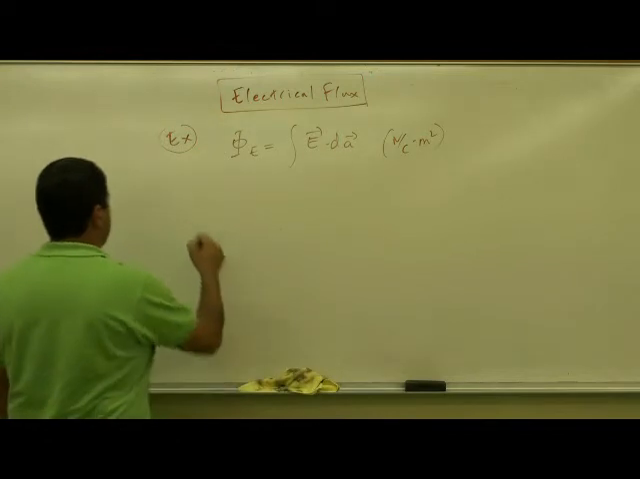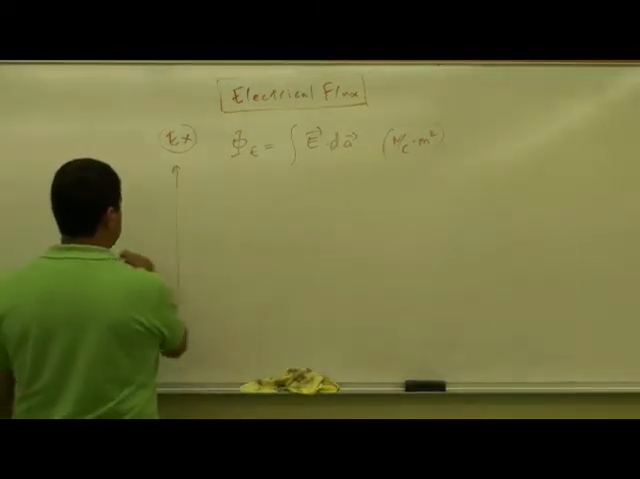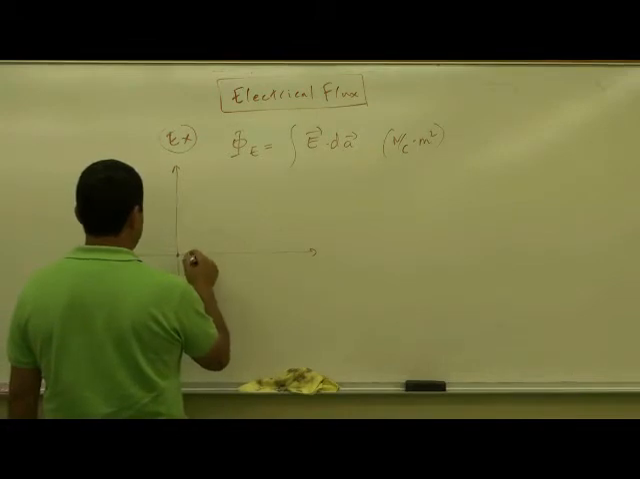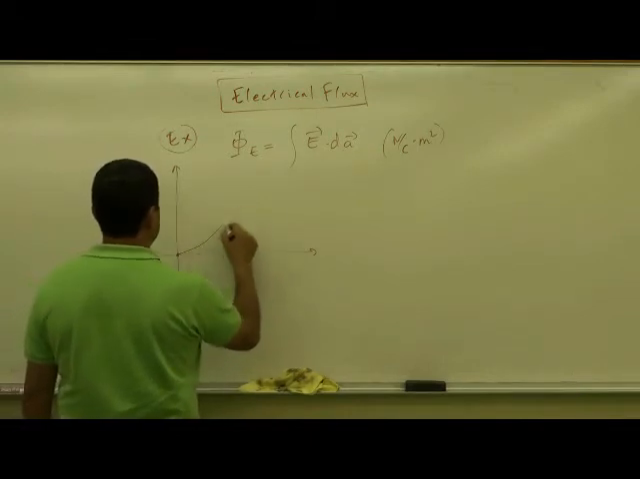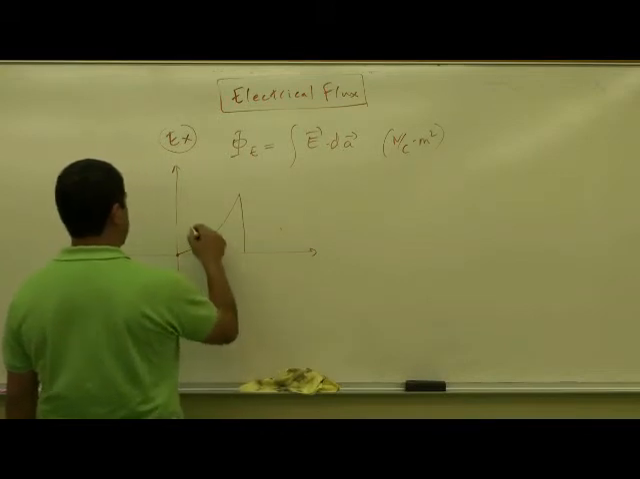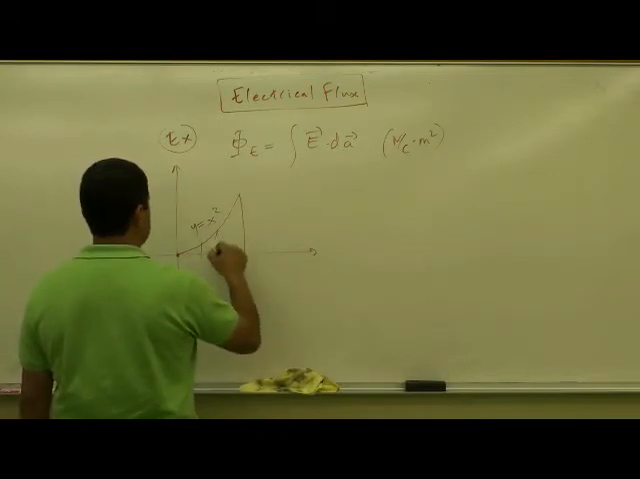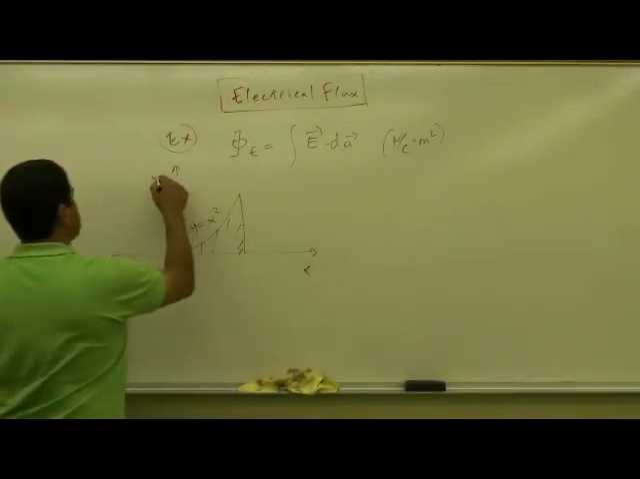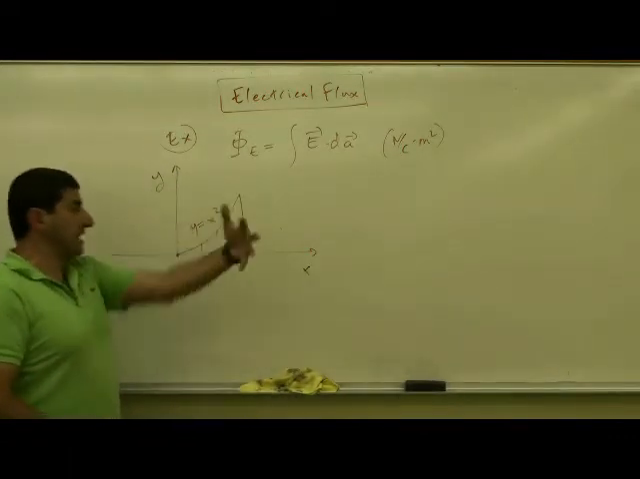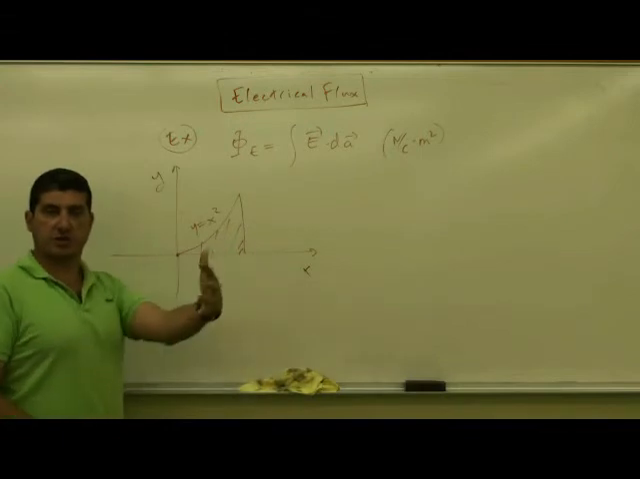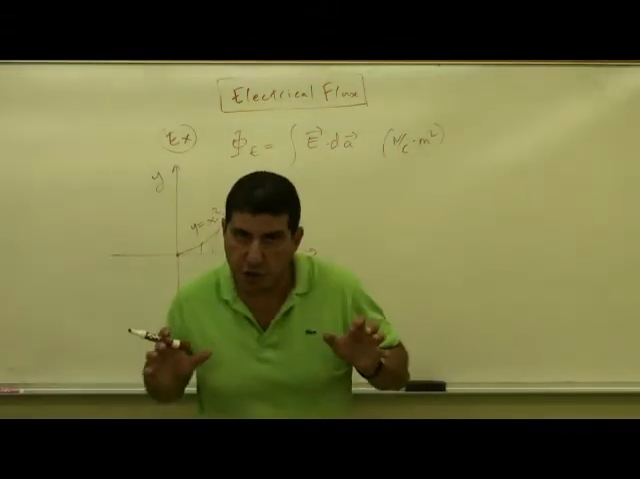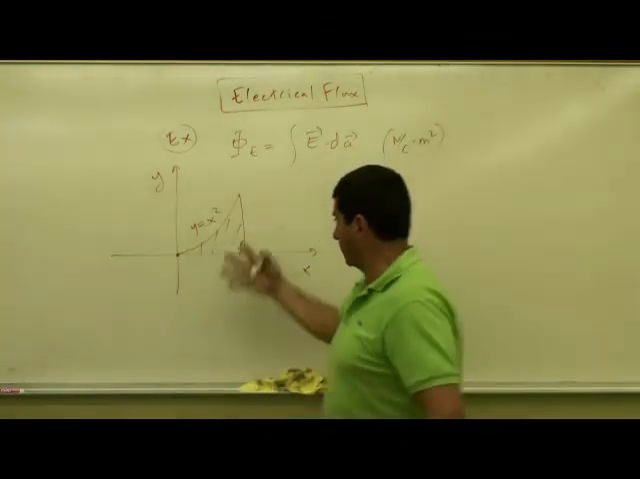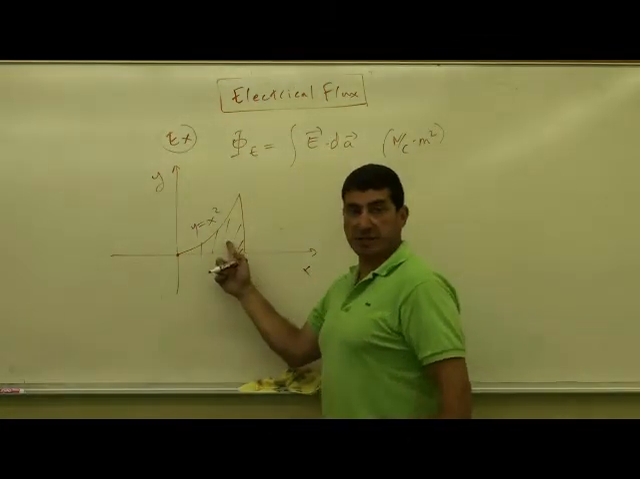So imagine that we have a surface like this, some kind of surface. Could be some kind of weird looking surface, y equals x squared. And imagine this is the xy axis, and there's electrical field emanating out of this page. Basically the concept of electrical flux is multiplying that electrical field coming out by the surface area.